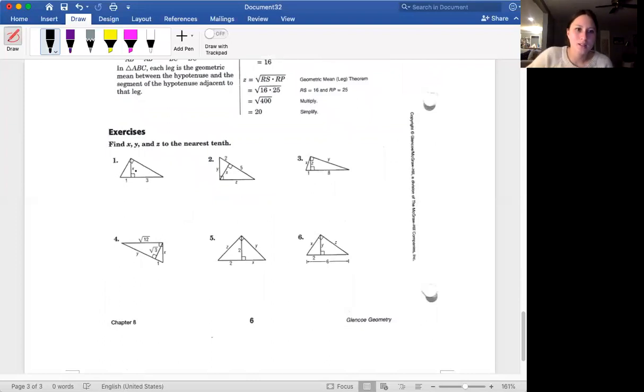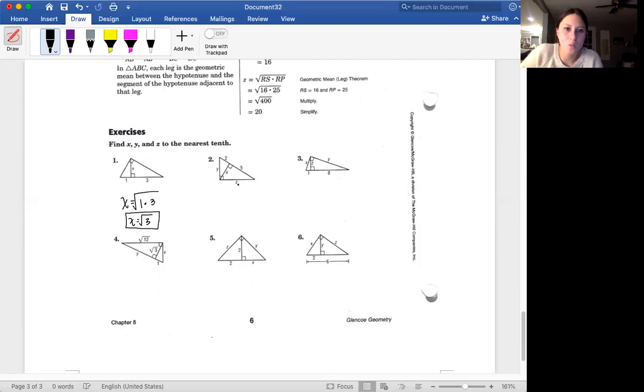To find x, x equals the square root of the two parts multiplied out, the geometric mean of the two parts of the hypotenuse. So 1 times 3 is 3, so x equals square root of 3.